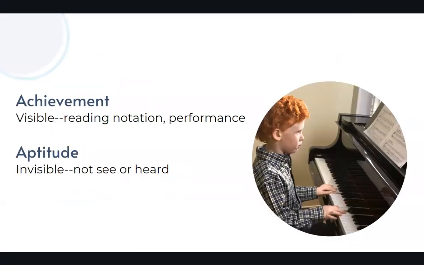This most often forms our perception of the potential of our students, since achievement is visible and more easily compared or measured. The ability to read notation, technical facility, and performance are all evidence of music achievement. Music aptitude, in contrast, is not something we can see or hear. It is easy to mistake the child's music achievement, or lack of achievement, as the case may be, as an indicator of the child's innate aptitude.